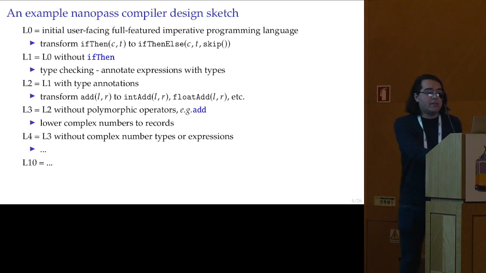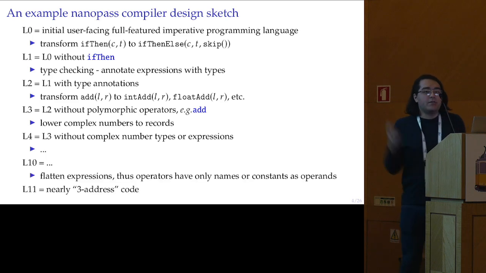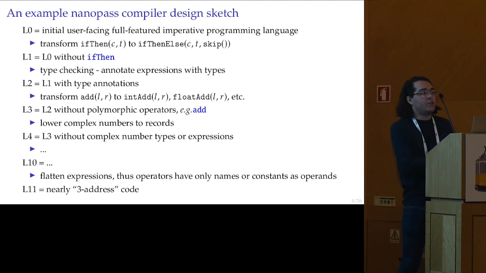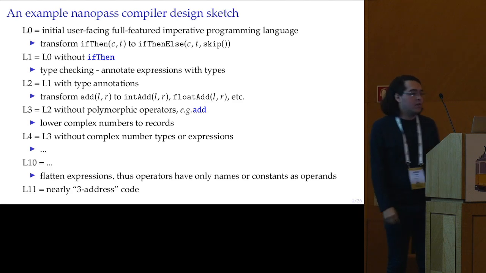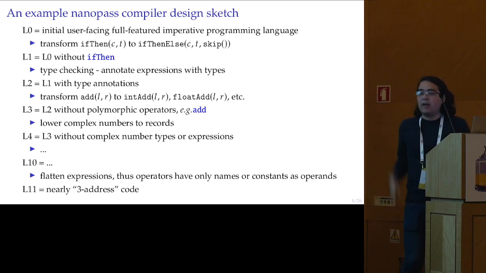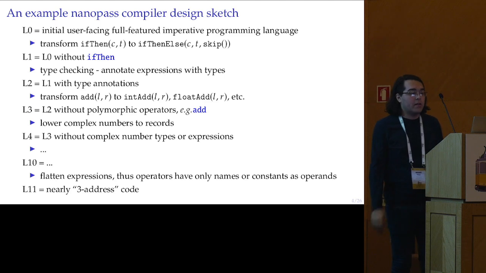And eventually you'll get to the end where the last thing to do is you can flatten your expressions. You can take expressions that have other expressions as their children and say, I'm going to make a new atomic expression that has integers, variable names, maybe float literals, nothing else, and translate down to there. And then at the end of your chain of languages, you'll have a language that's trivial to translate to assembly.